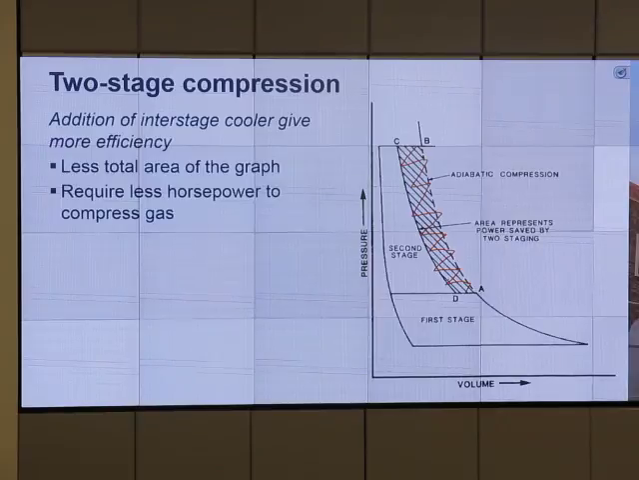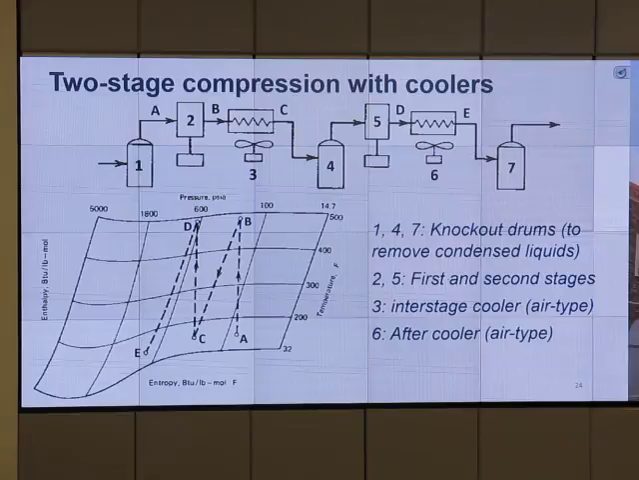When we cool it, we may have some liquid condensed, right? So what we will do is, we do the first stage of compression. Step number 1, we have a separator or knockout drum or scrubber. Scrub any droplets out. Then we go to number 2.